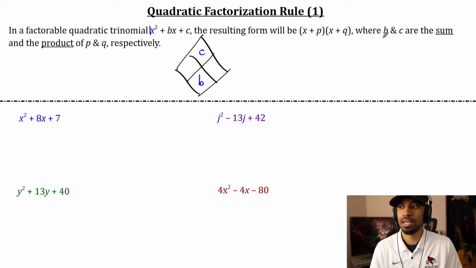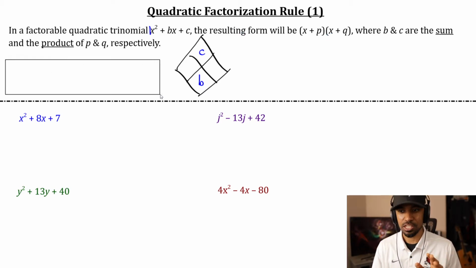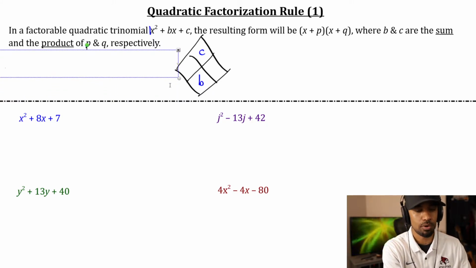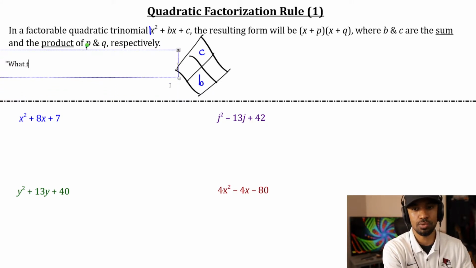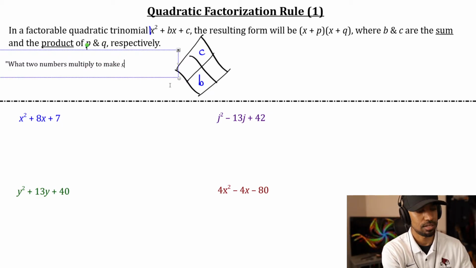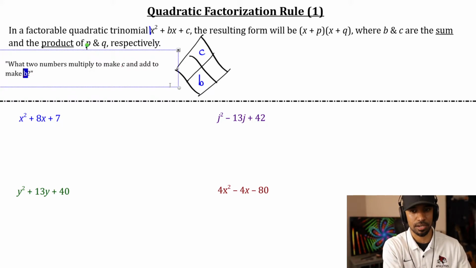Once you figure them out, they are going to be the numbers that appear in your result. So the whole question is, and it says it up in the rule, but you might not know, it says sum and product and respectively and stuff. What we're finding out is this. What two numbers multiply to make c and add to make b? That's what's being asked right here.